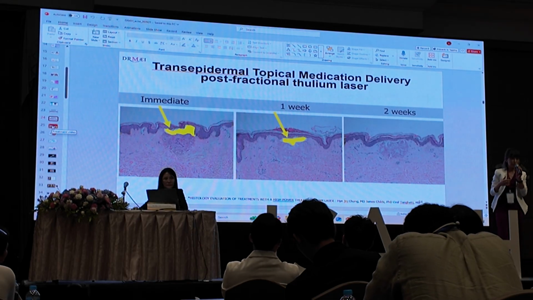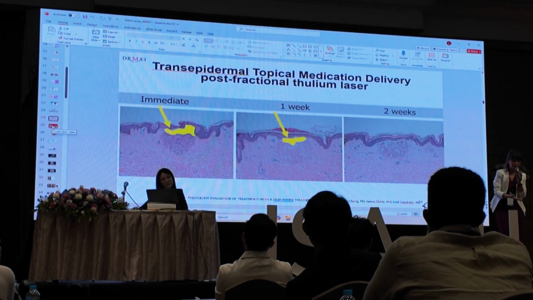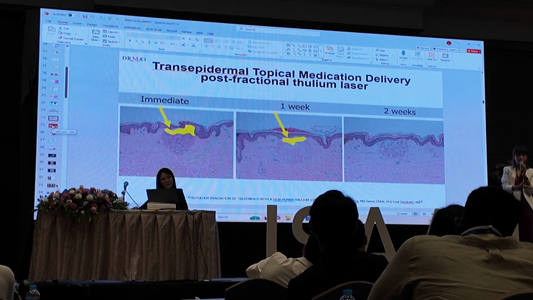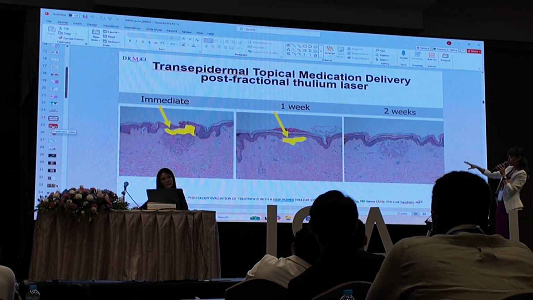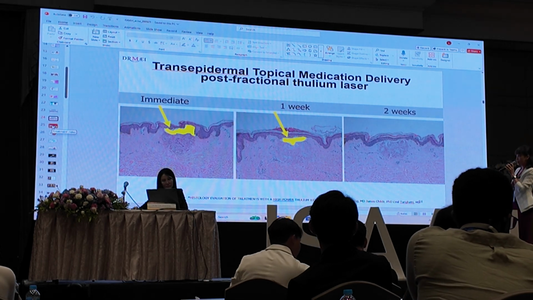Therefore, we can imagine if we put on either exosome, PDRN, peptide, growth factor, or anything that can help acne scarring after the laser, it can be effective for up to 1 week.